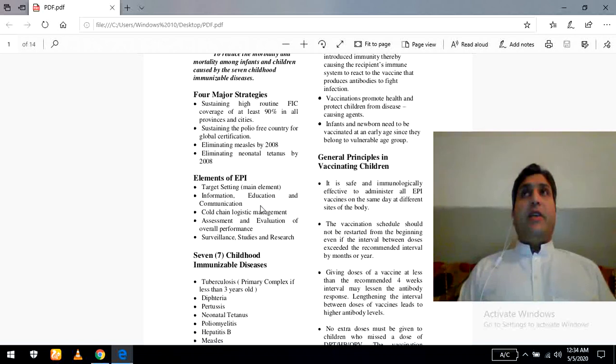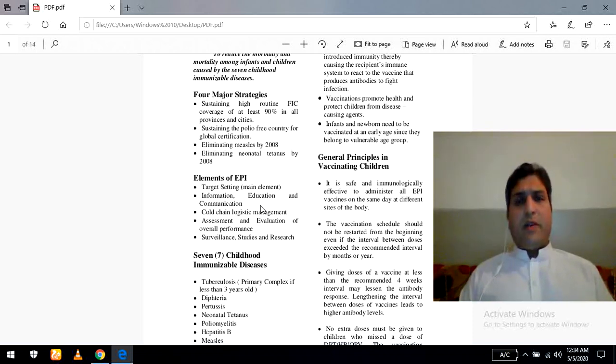So the main objective was to decrease the morbidity and mortality rate throughout the world regarding children, to decrease the death rate and disability regarding children in our society. This program was not only for a specific region or a specific country. This program was for the entire universe, to eradicate all the listed problems from the entire universe.